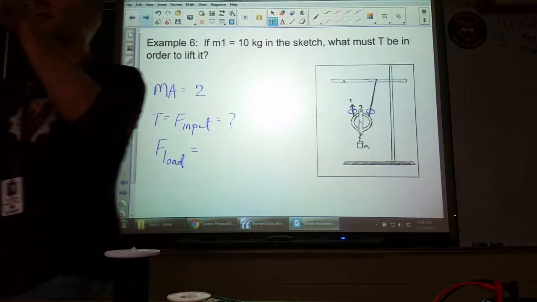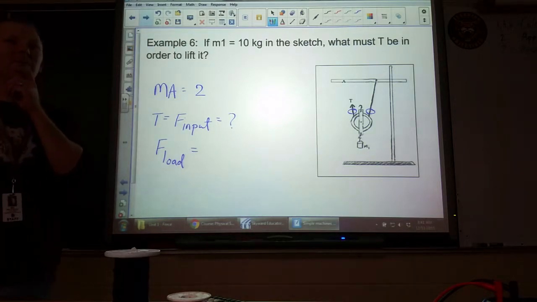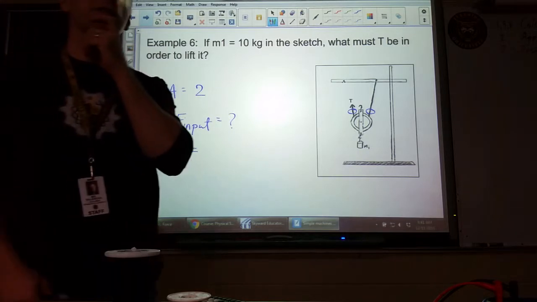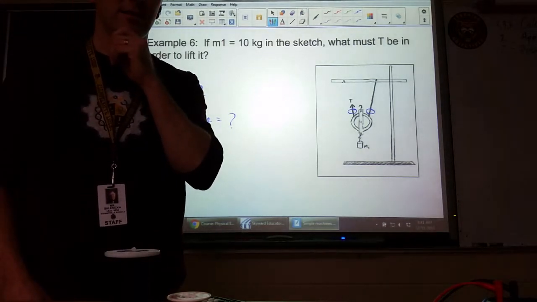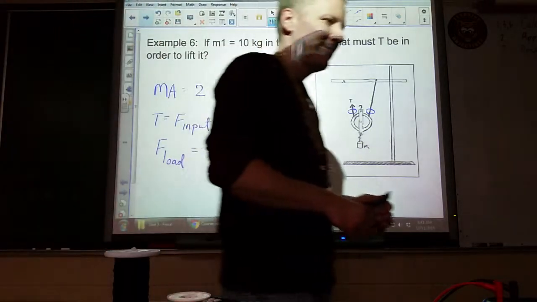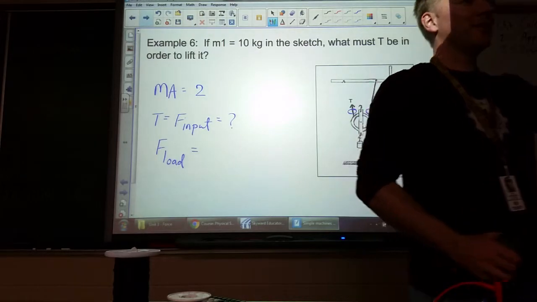Is there 2 newtons? Not 2 newtons. How'd you get 2 newtons? No? 20. How did you get 20? Because the mechanical advantage is 2 and you need to pull twice as much string. Okay, I get where you're coming from there. Also incorrect.